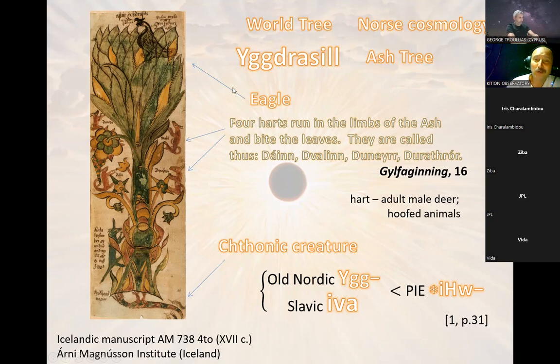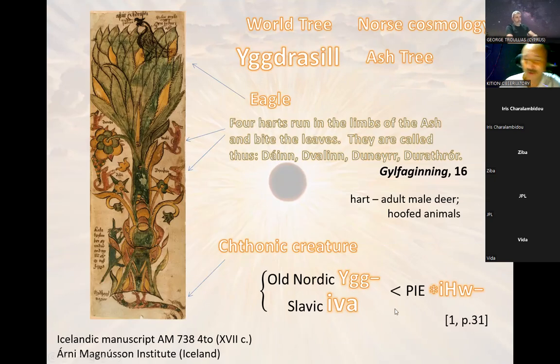At the top, we have an eagle. Do you remember? Birds at the top. At the bottom, we have a chthonic creature, a dragon. And on the branches, we have four deer. This is a text from the Edda, which describes even the names of these four male deer. So we have one, two, three, four, all four of them, and they're exactly where they should be, in the middle. And they're hoofed animals. So it is a very precise, very well-preserved world tree.